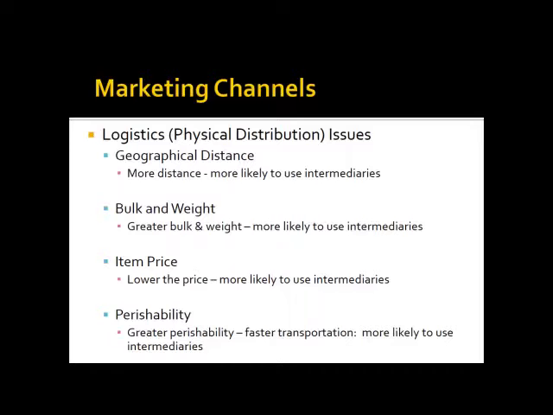Pricing. If the item doesn't sell for a very high price, it's more likely companies will use intermediaries because they can bear more of the cost of the distribution of the product. Perishability, meaning that the product needs to be somewhere fast or it will perish. Again, that requires faster transportation. Most companies are likely to use intermediaries such as FedEx or UPS.